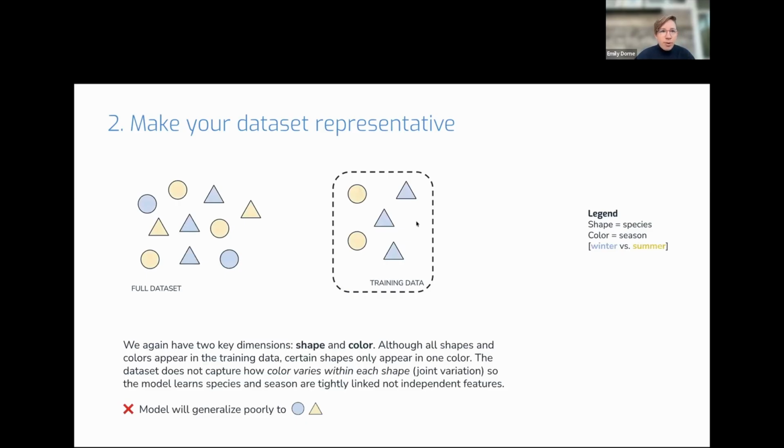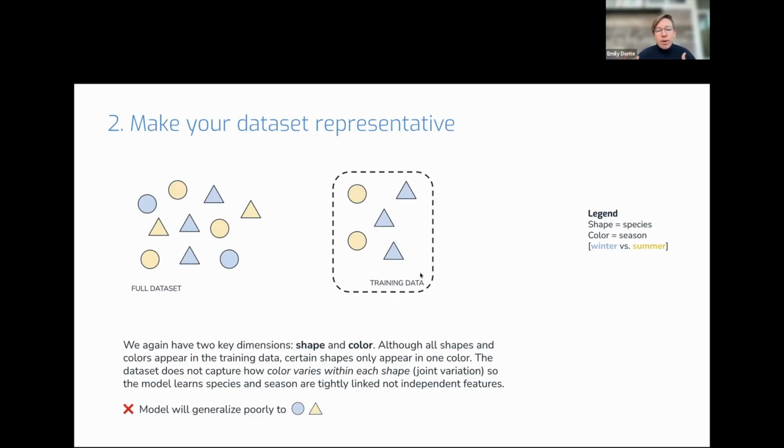And lastly, to make it a little bit more complex, here's an example where we've got, again, two dimensions, two sources of variation, shape and color. If we look at our training data and we say, okay, we've got both yellow and blue, and we've got both circles and triangles, aren't we good to go? The answer here is actually no, because we haven't captured any of the joint variation. All of our circles are yellow and all of our triangles are blue. Imagine that instead of yellow and blue, this is actually summer and winter. Now we've got cats only in summer and dogs only in winter.